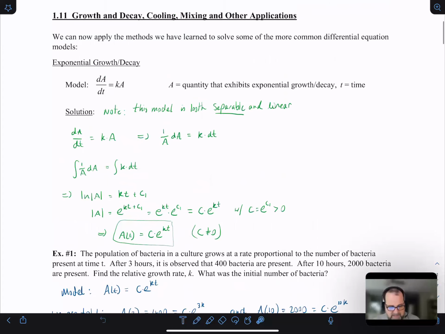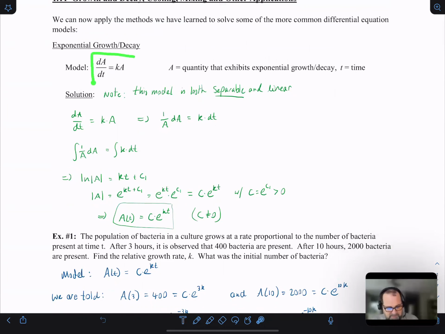So an exponential growth or decay, the model is the following: dA/dt = kA. So if A, capital A, is the amount of some quantity that is either growing or decaying exponentially, then this is the model that says that the rate of change, dA/dt, is proportional to A. That is, the rate of change is proportional to how much material there is. So this is like saying population growth, if it's exponential, the more population there is, the faster the growth. This would be a statement of exponential growth.